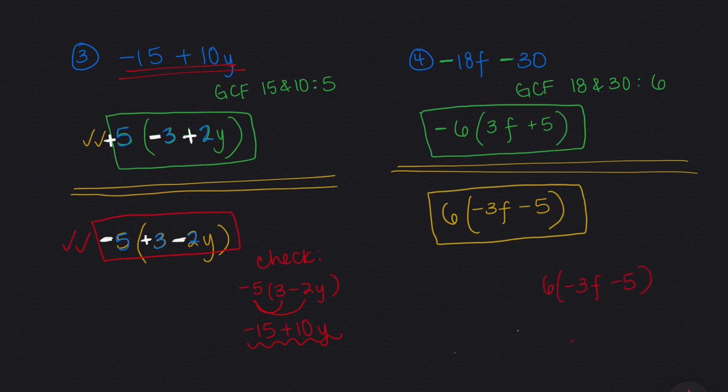If we quickly check once more, we can see that 6 times negative 3f would be negative 18f. And 6 times negative 5 gives us negative 30. This is, again, exactly our original, meaning that these two answers are equivalent expressions. And since when we look inside the parentheses, we see that 3 and 5 are both prime numbers, and their greatest common factor is 1, that means that they have no other factors in common. Both of our expressions are in factored form.